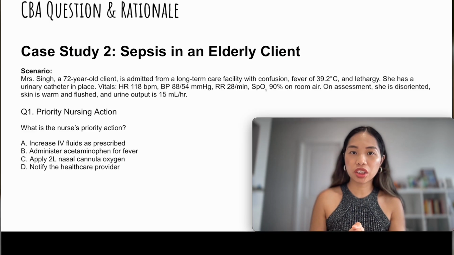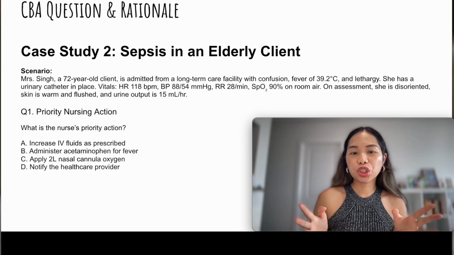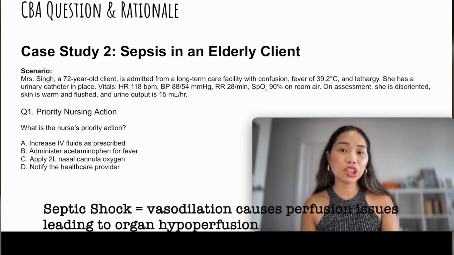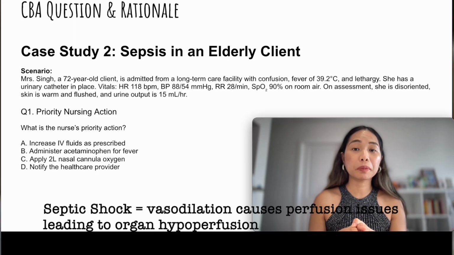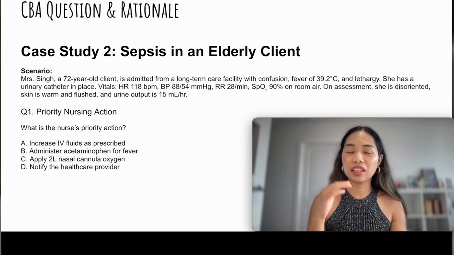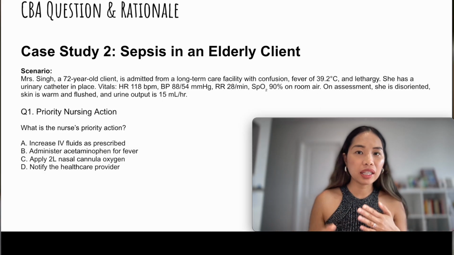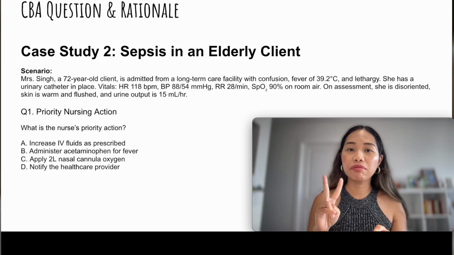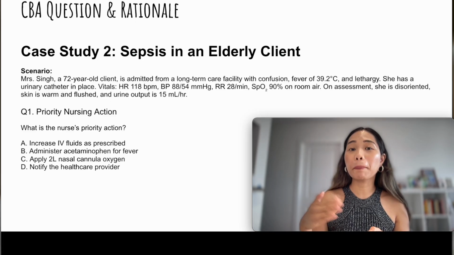looking at the patient's oxygen, right, 90% on room air, we might think, oh, oxygen, but remember that in septic shock, the problem is not oxygenation, the problem is perfusion. And the question is asking you what is priority, and you can only choose one. When it's asking you for priority action and it's multiple choice, that means you have to choose the best answer. When you're doing NCLEX or CBA questions, there would be times that two answers would be very close together, like two answers are correct. The trick is choosing the best one.